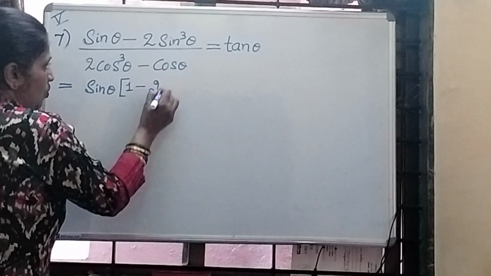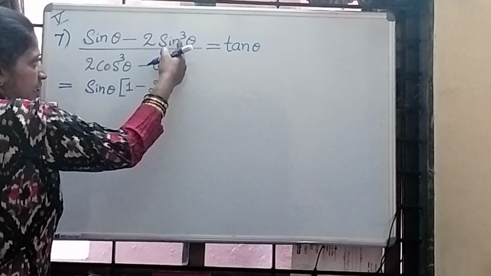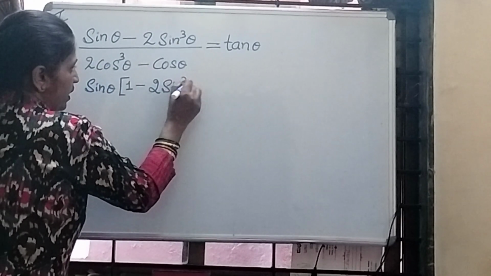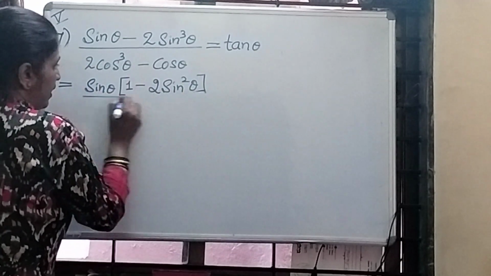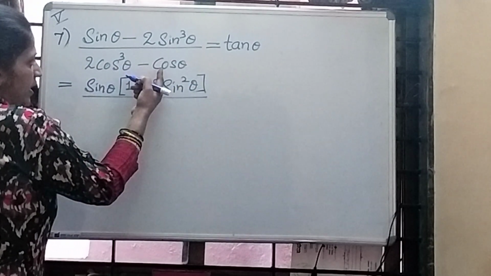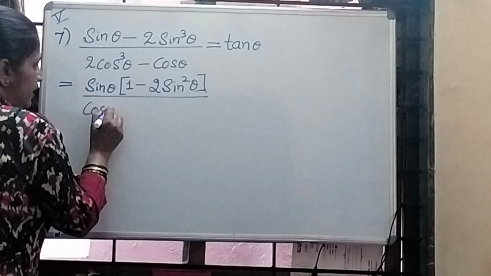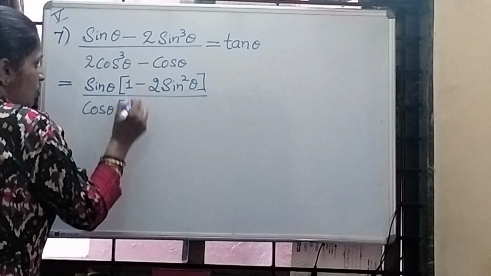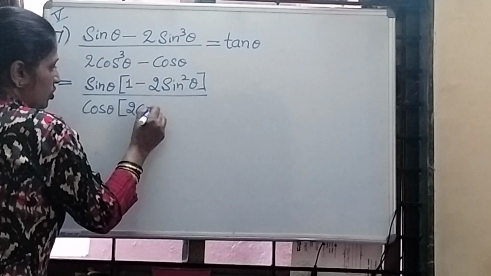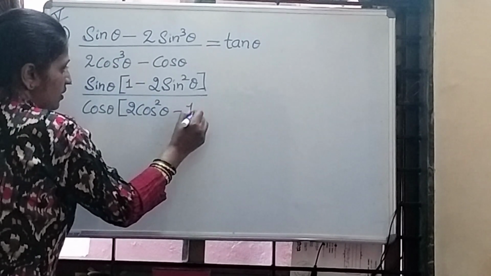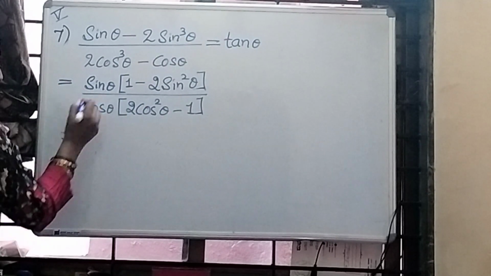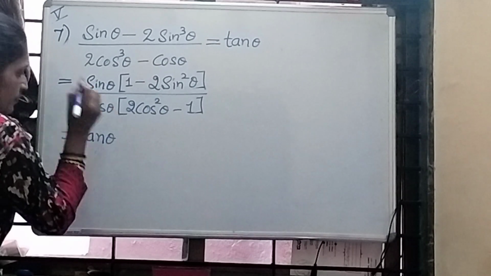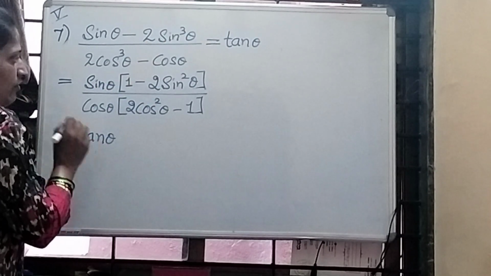Minus 2, out of 3 sin thetas, 1 has been taken out, so now sin square theta remains. Divided by, here also the same thing, we are going to take cos theta common and we are left with 2 cos square theta minus 1. Now sin theta divided by cos theta is tan theta. So what was there in the RHS, we have already got now, students.